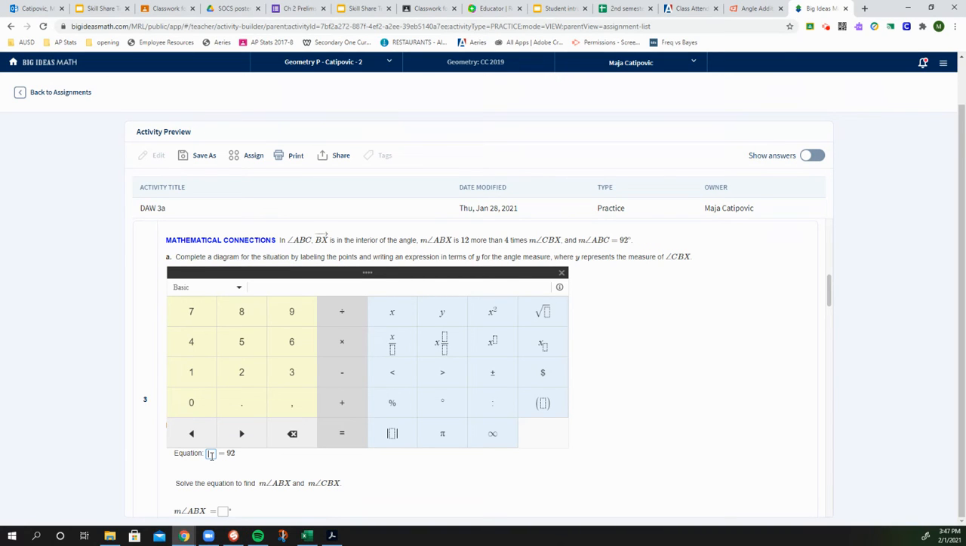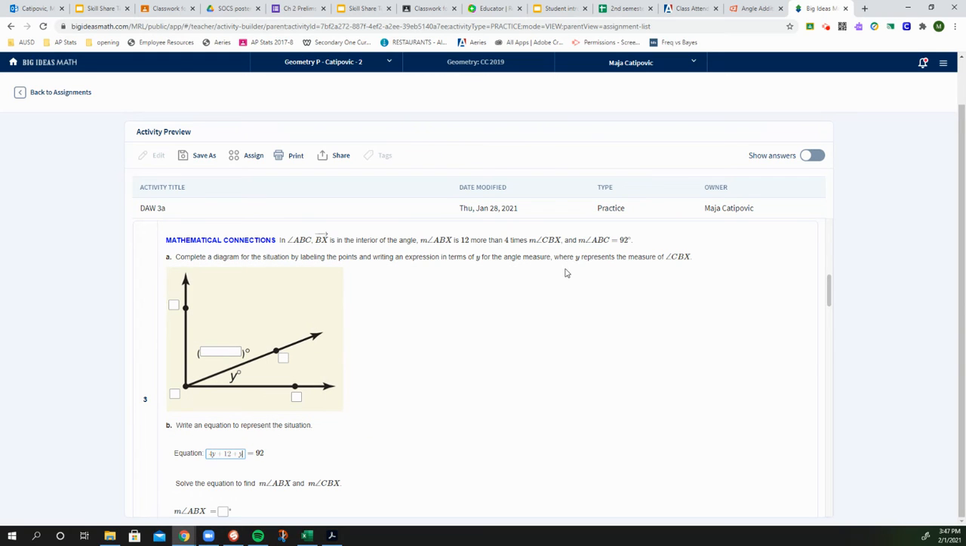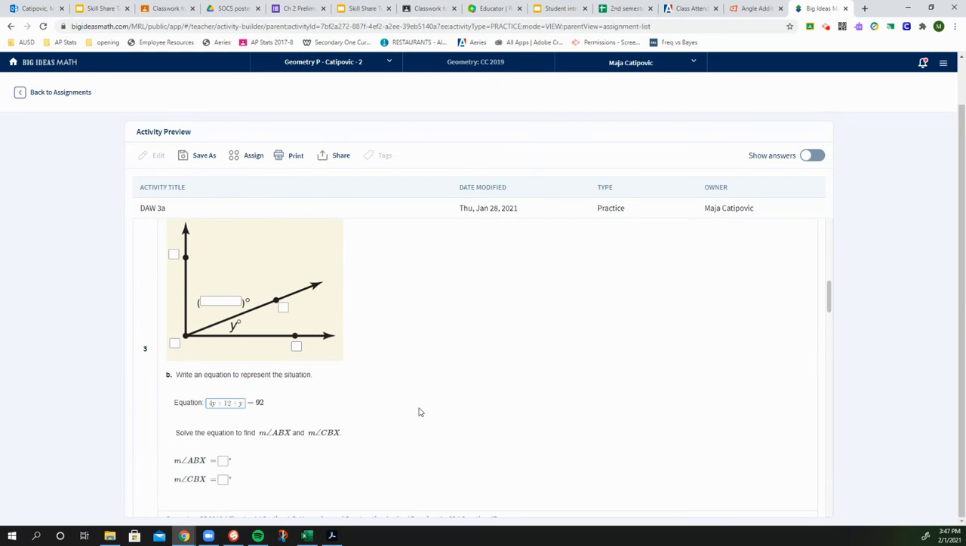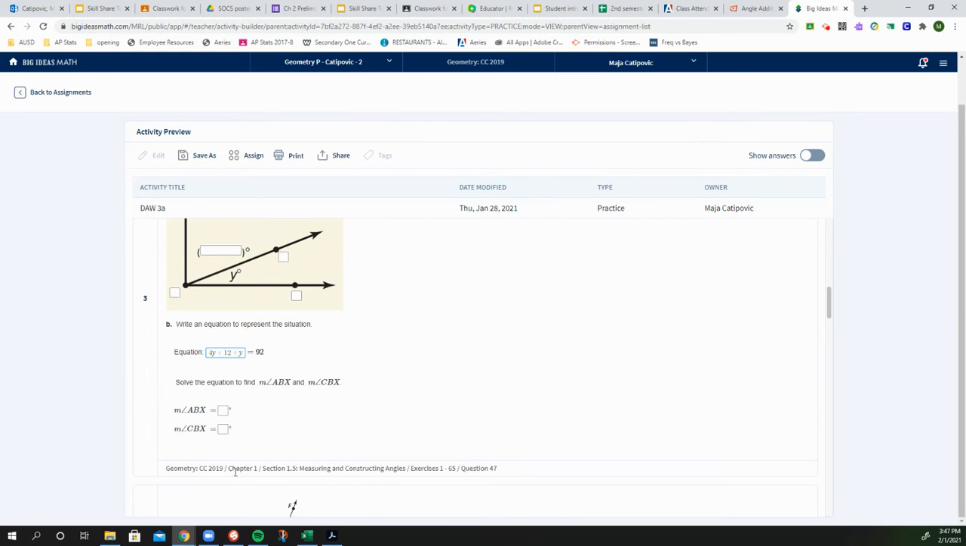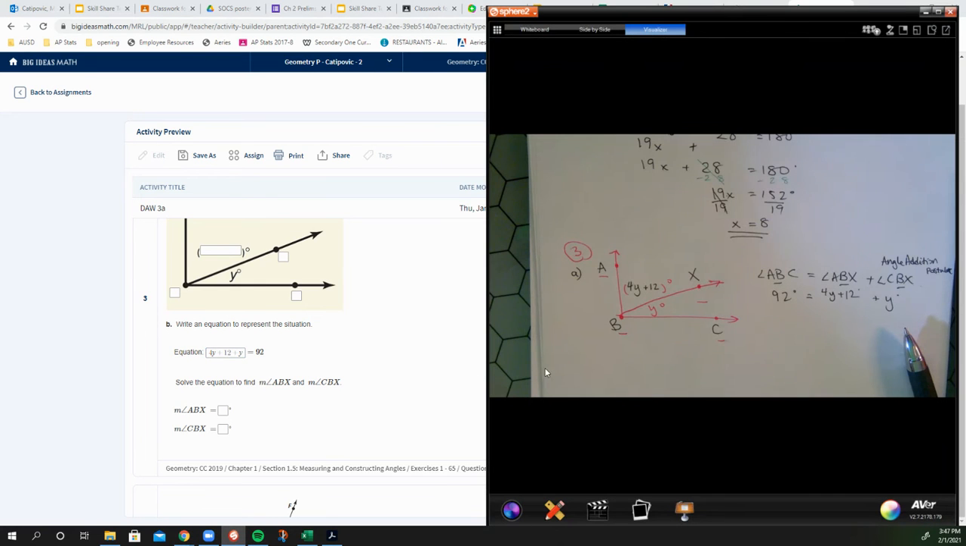So I would write 4y plus 12 plus y. So that's my expression. It's really small, I can't see it. All right, and then lastly, it asks us to solve. Let's do that one more time.